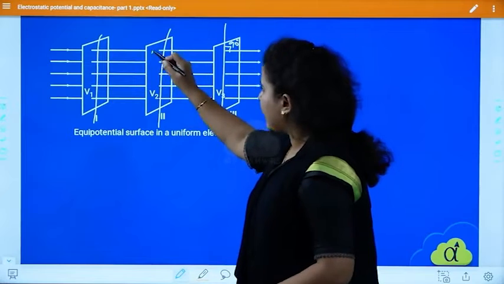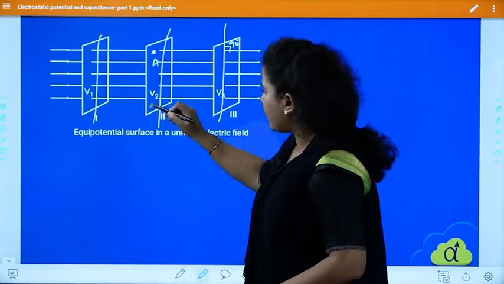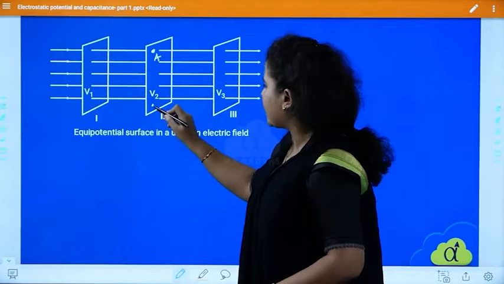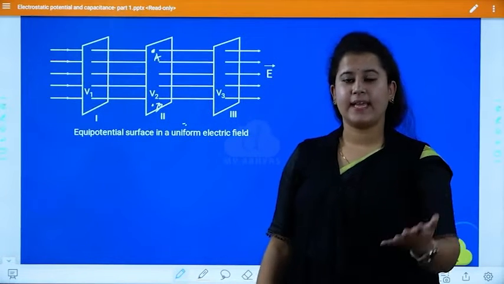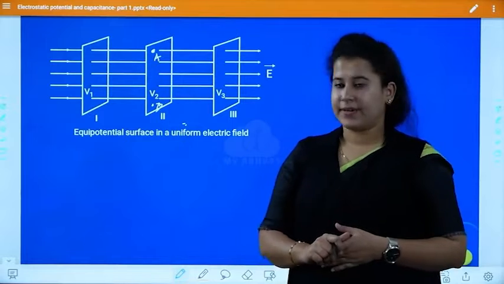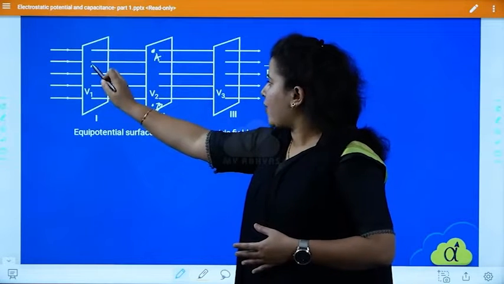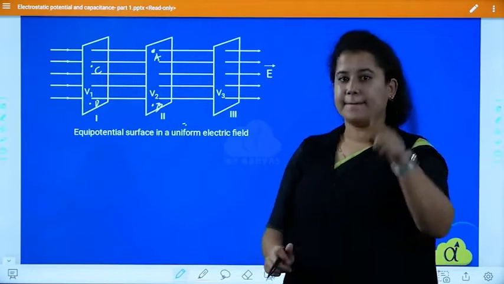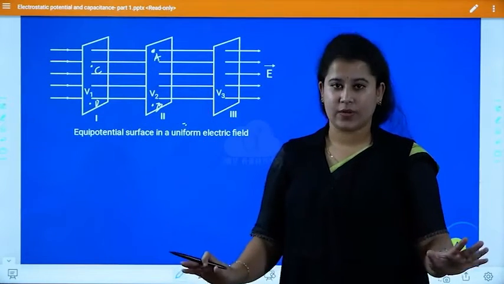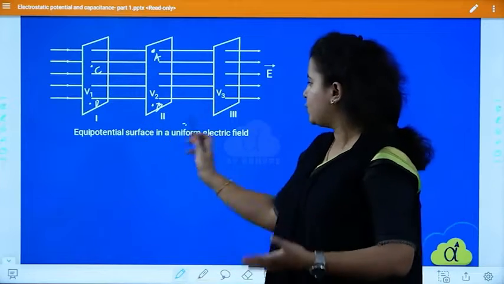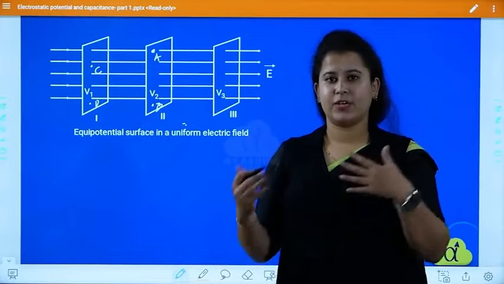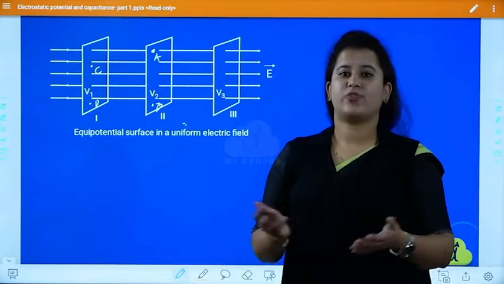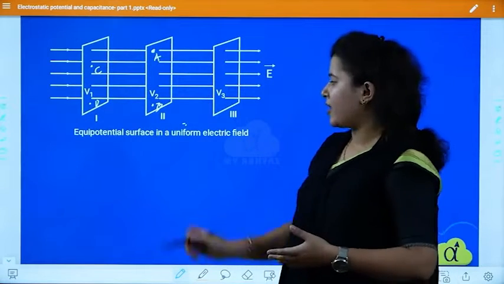For example, if I take a point A here and a point B here, then the potential at A is equal to the potential at B. Clear? But if I take a point C here and point D here, C and D have equal potential, but A and C do not have equal potential. That's why we have given the names V1, V2 and V3, because the potential is not the same, or else we would have just named it V in all three cases. Clear? I hope you are understanding this.